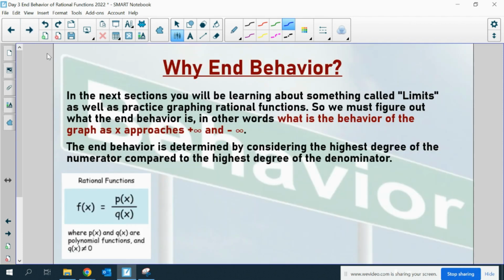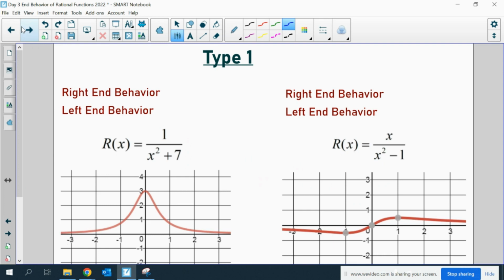We're going to talk about end behavior. So in the next few sections of the course, we'll be learning about something called limits, as well as practicing graphing rational functions. So we must figure out what the end behavior of a function is. In other words, what is the behavior of the graph as x approaches positive or negative infinity? The way that we do this is by considering the highest degree of the numerator and compare it to the highest degree of the denominator, just like we did in Honors Algebra 2.